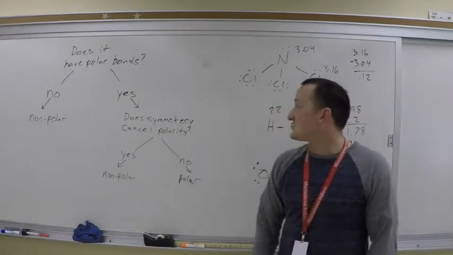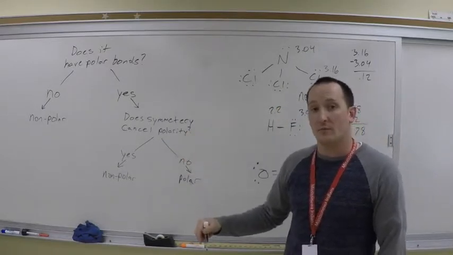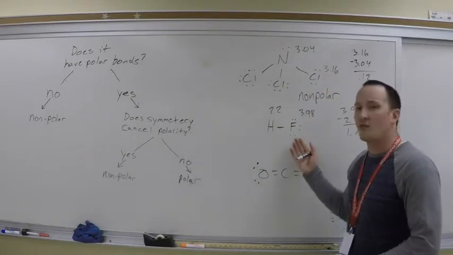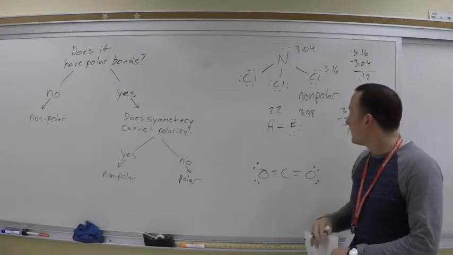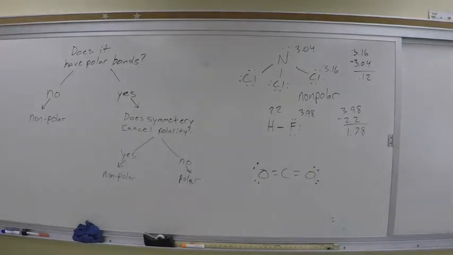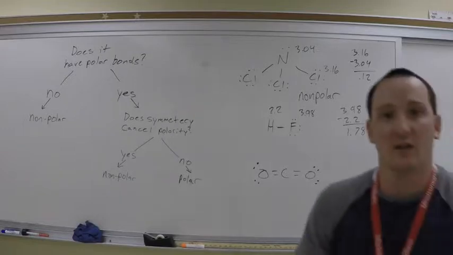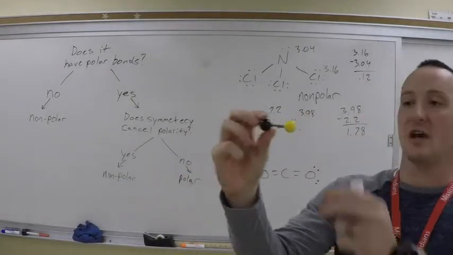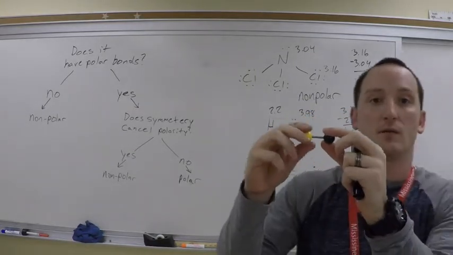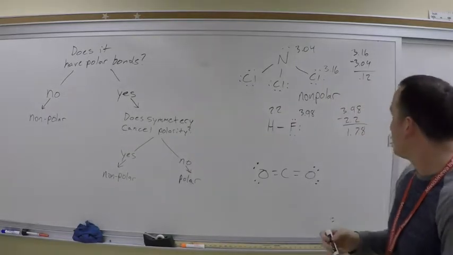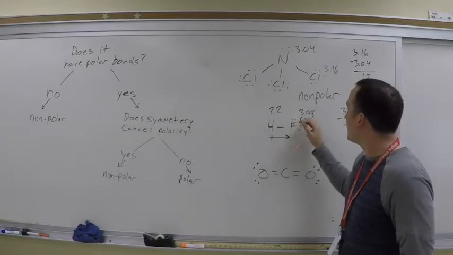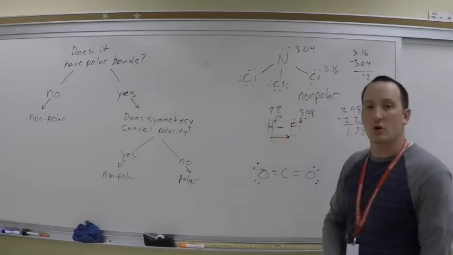So then, does symmetry cancel out this polarity? Well, in order to talk about symmetry, what we have to think about is molecular geometry. So what I have to think about is, what does this molecule look like? Well, if I were to get a little model of this molecule, it looks something like this. My hydrogen will be my yellow one, and this black one will represent my fluorine. So what's happening here is electrons are being pulled towards this fluorine. So I have a partial negative charge here and a partial positive charge here.